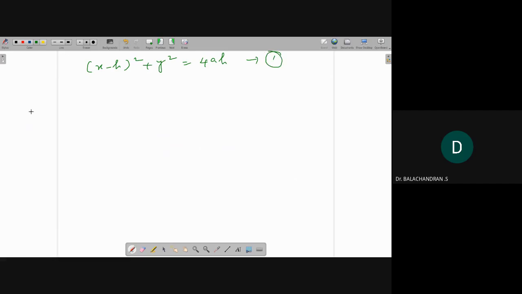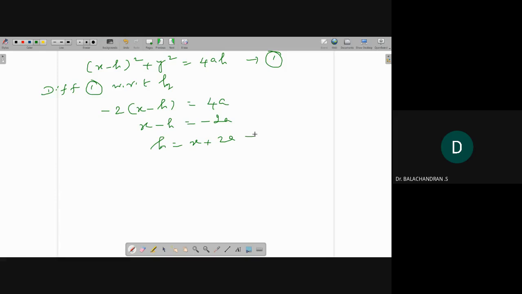So please check it. Differentiate equation 1 with respect to h, we get minus 2 into x minus h plus 0 equals 4a. So x minus h is equal to minus 2a, h is equal to x plus 2a. Call this equation 2. Substitute h equal to x plus 2a in 1.